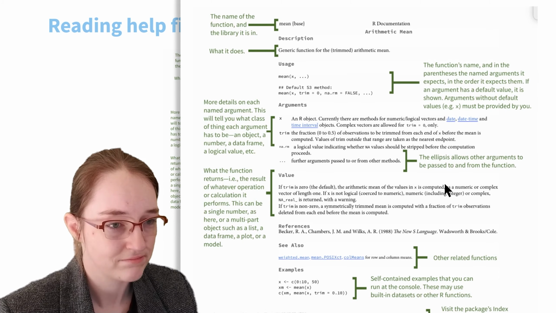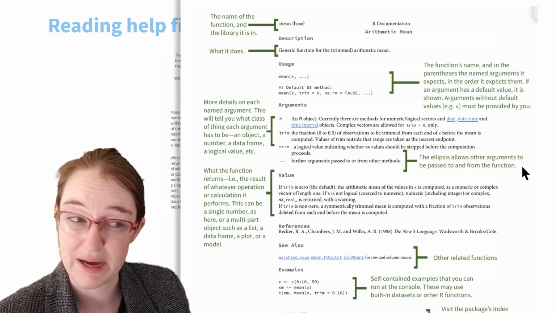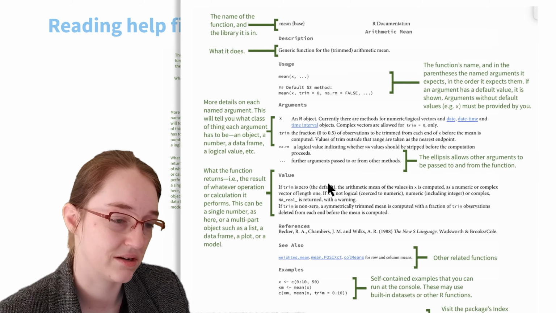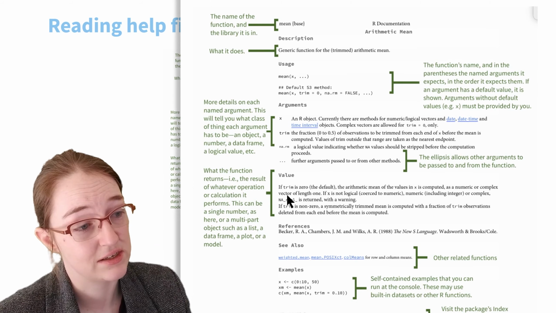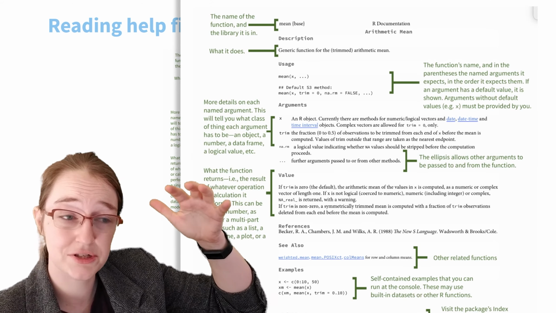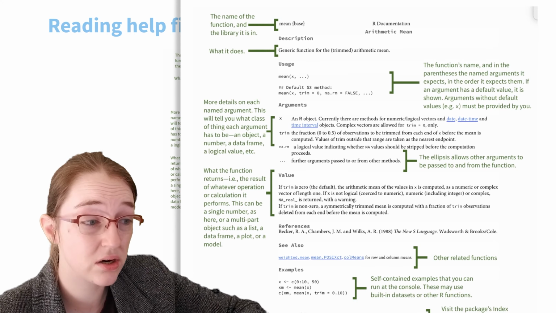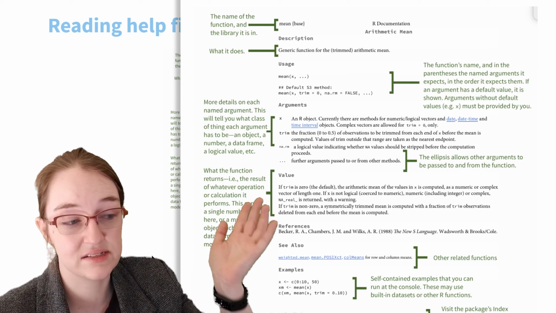And these ellipses mean that it allows for additional arguments to be passed to and from the function. You don't have to use the additional arguments, but this is often helpful. And here, in this little piece here, it says value, and that's what the function returns. So the result of whatever operations the function does or calculates. So this can be a single number or a multi-part object, such as a list or a data frame, a plot or a model, tons of stuff.